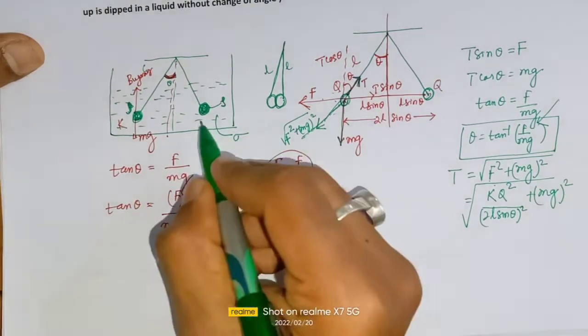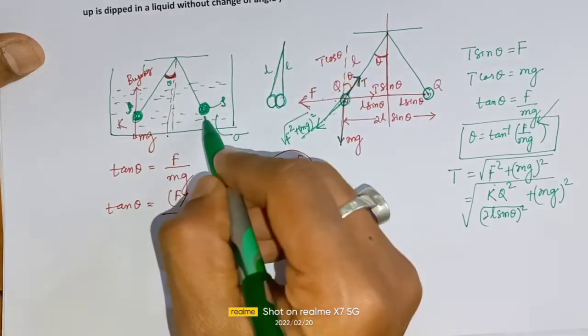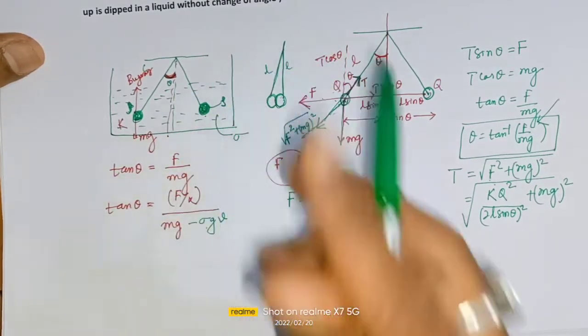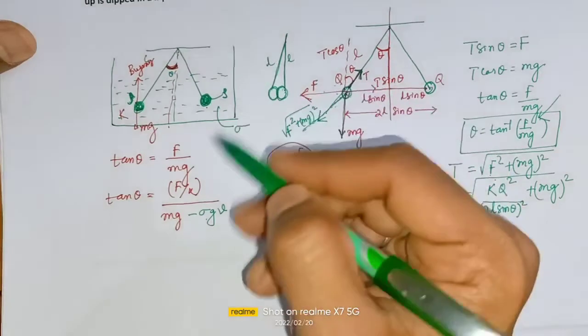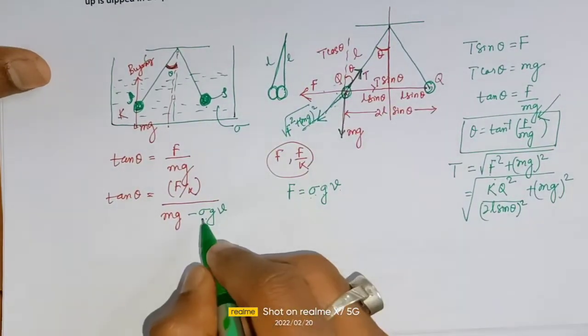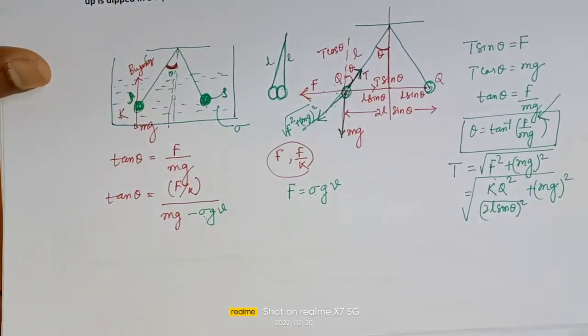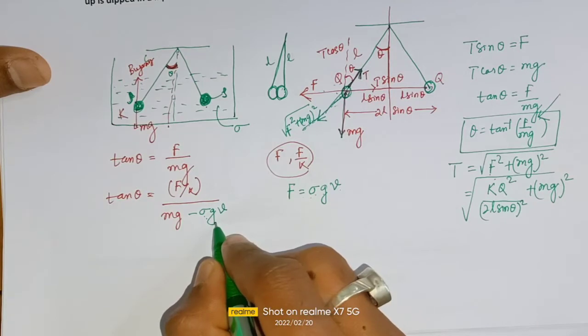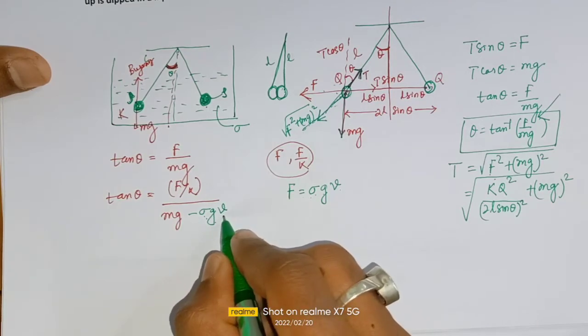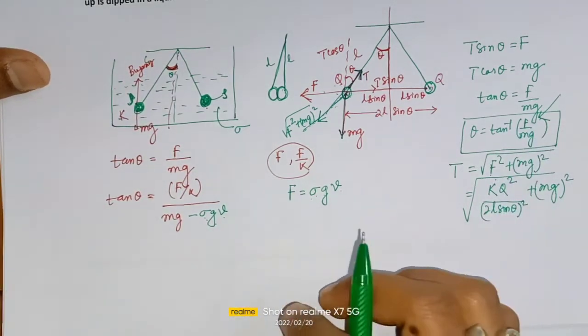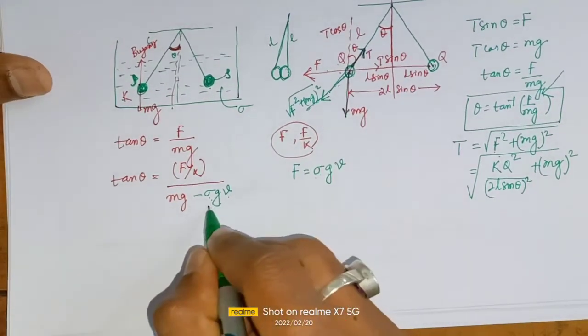Here, what is the volume? It is the volume of the bulb, because the same amount of water will be displaced. So sigma is the density of the liquid, G is the acceleration due to gravity, and V is the volume, the amount of water that has been displaced. That is the buoyancy force.